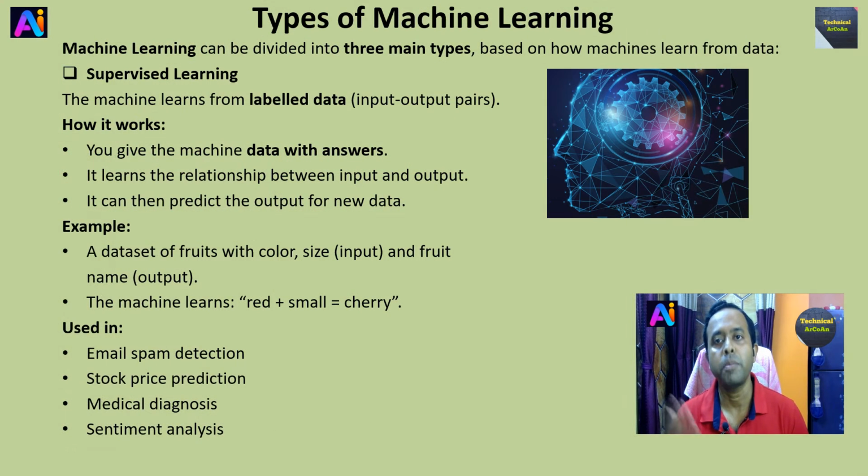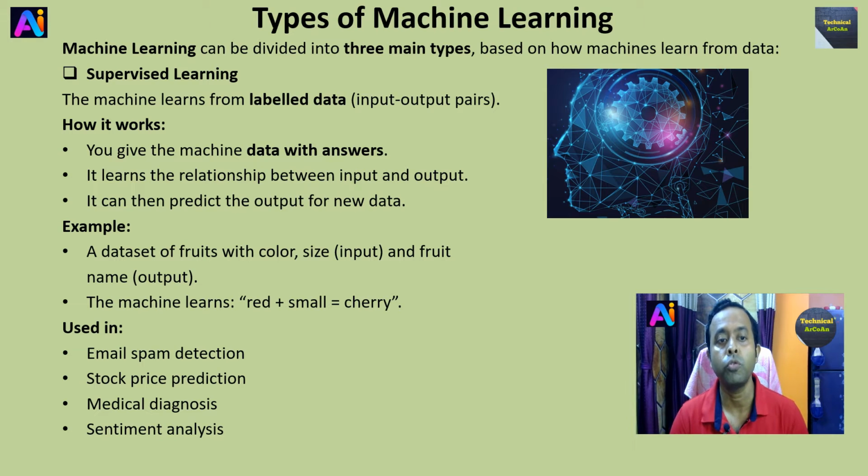Now we talk about the types of machine learning. Machine learning can be divided into three main types. The first one is supervised learning. The machine learns from labeled data where input and output pairs are there. Output is known. So how does it work? You give the machine data with answers. It learns the relationship between input and output. It can then predict the output for new data.